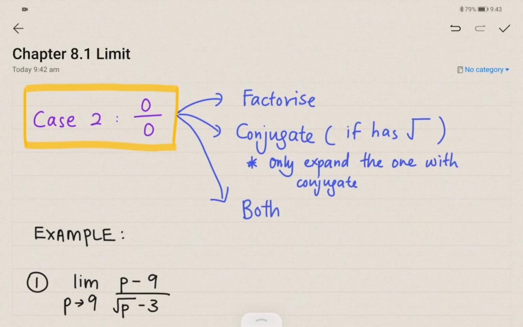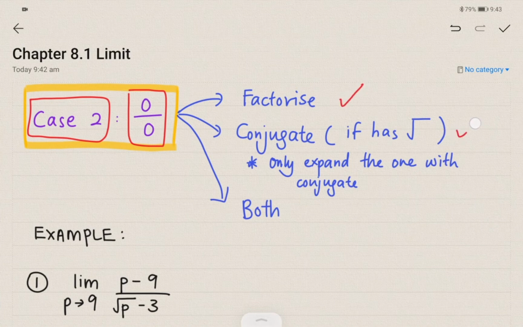Hi all, so today we are going to discuss chapter 8, limits and continuity. Our main focus today will be on chapter 8.1, limit, and we are going to discuss two questions on case 2. That is, when you solve the limit, you will find out your answer will be 0 over 0. When you come across this kind of question, you can either use factorization or we use conjugate.